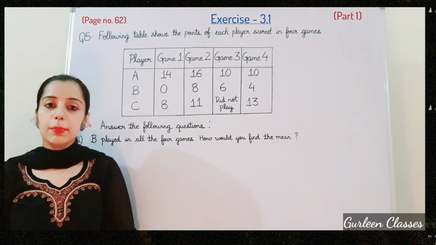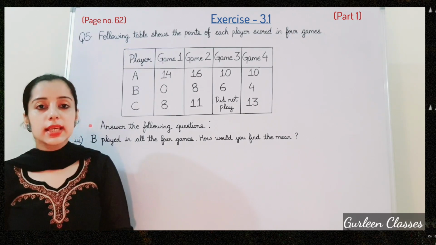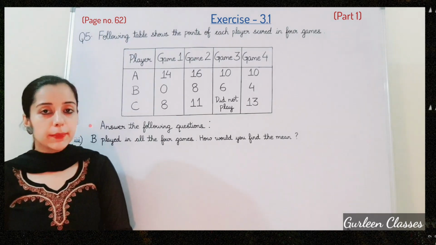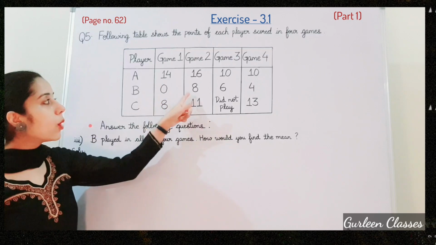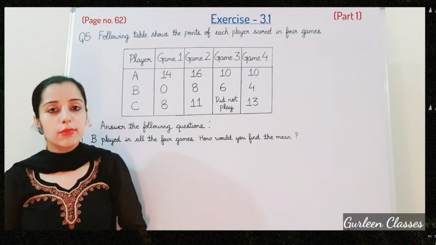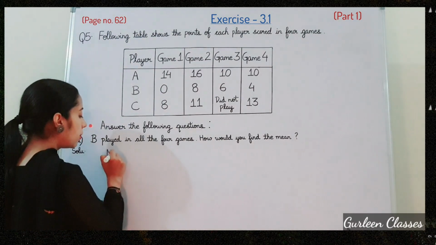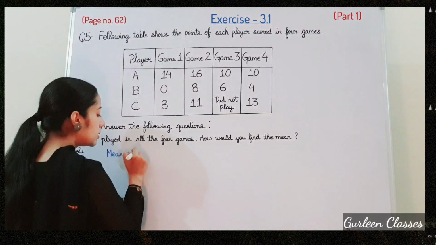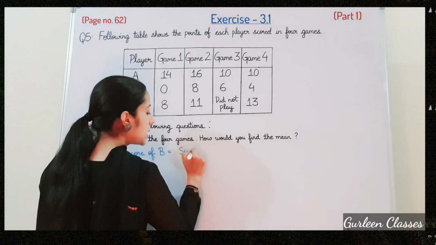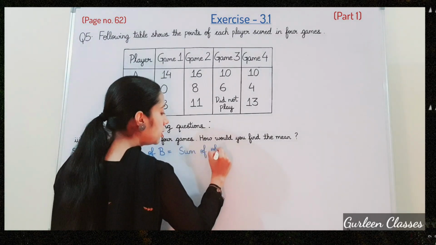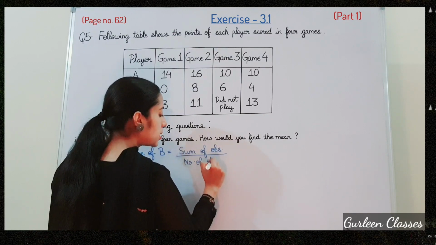Third question, B played in all the 4 games. How would you find the mean? So let us see what are the points scored by player B. Player B scored in game 1 0 points, game 2 8 points, game 3 6 points and game 4 4 points. So let us write here mean score of B, that is equal to sum of observations upon number of observations.